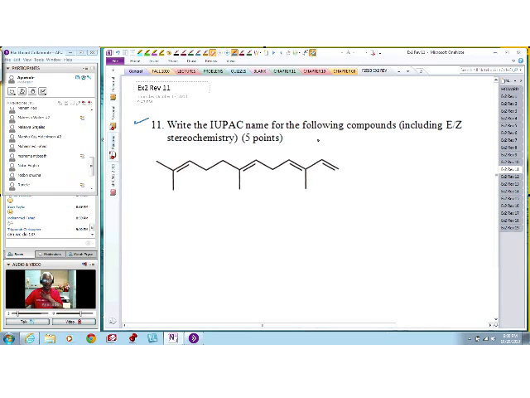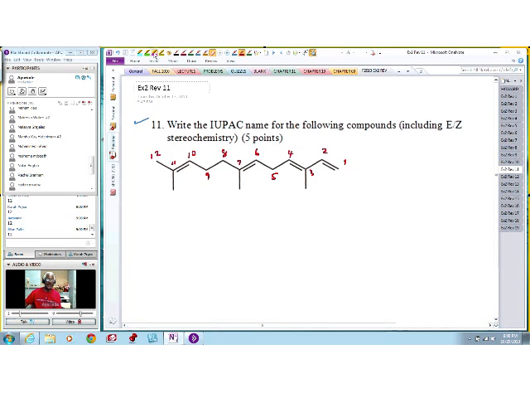Okay, let me ask you this. What is the longest carbon chain in this molecule that we are going to use for the base name? Okay, 12. Okay, let us do 1, 2, 3, 4, 5, 6, 7, 8, 9, 10, 11, and 12.